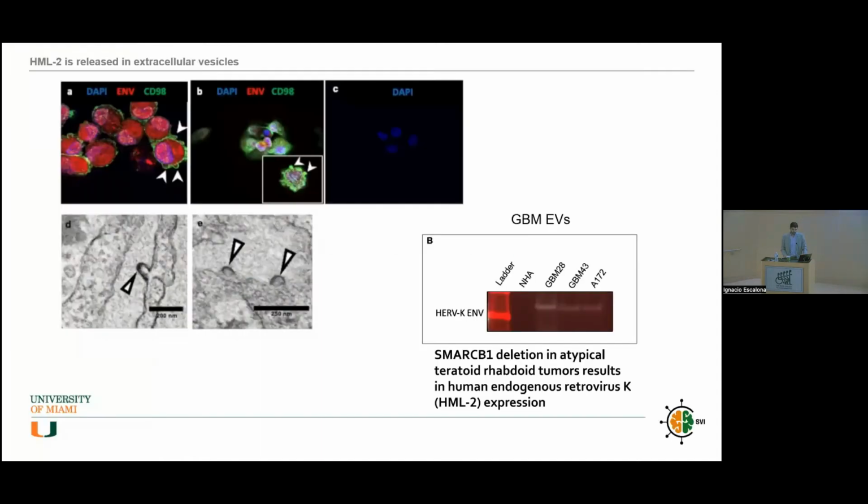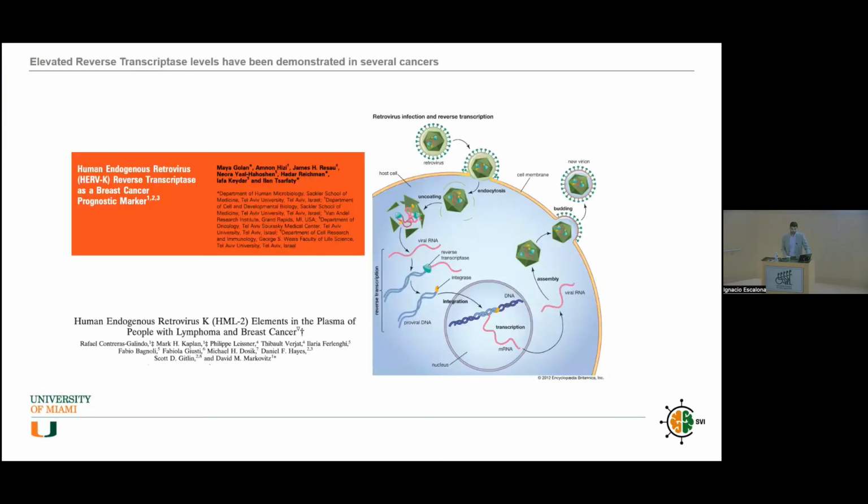And so some work done by one of my colleagues in ATRT, which is a pediatric tumor we're all familiar with, showed that there's some retroviral budding in these ATRT cells. And in GBM we isolated some extracellular vesicles, and they are also stained for HERV-K. So in the extracellular vesicles you can actually find envelope protein as well, which led us to basically doing other assays.